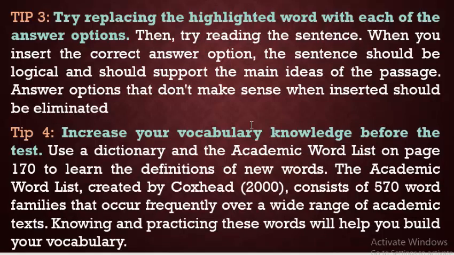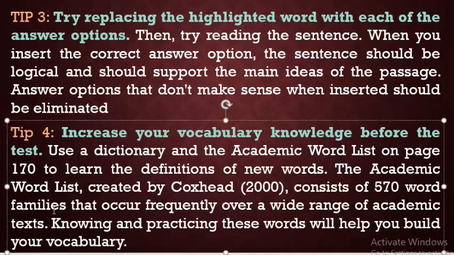Tip 4. Increase your vocabulary knowledge before the tests. How? Use a dictionary and the academic word list on page 170 to learn the definitions of new words, but that's not sufficient. The academic word list, created by Coxhead in 2000, consists of 500 word families that occur frequently over a wide range of academic texts. Knowing and practicing these words will help you to build your vocabulary.